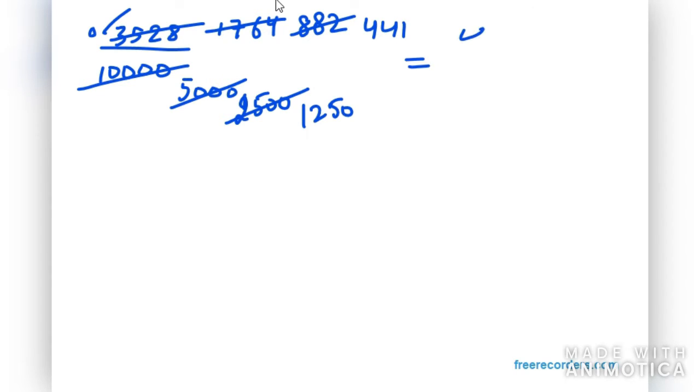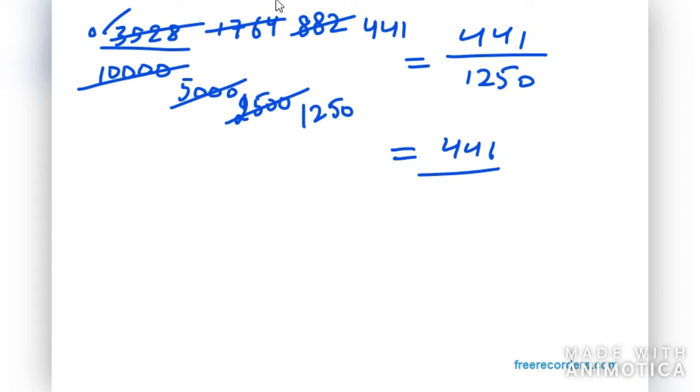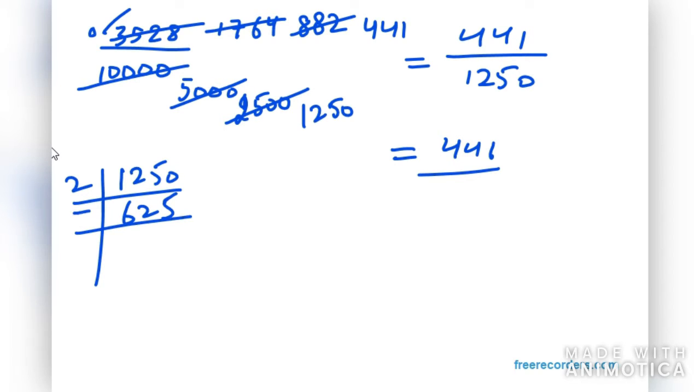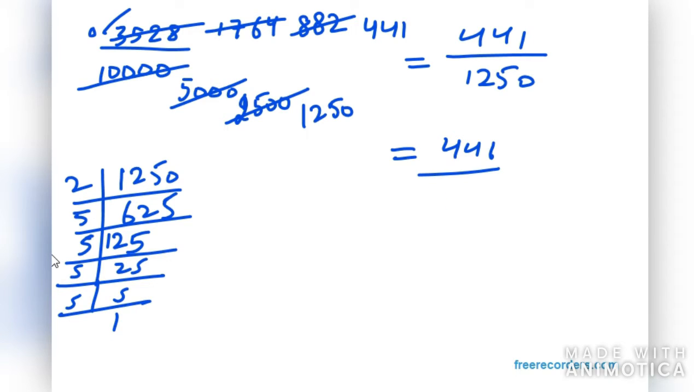We get 441 over 1250. Now we can reduce this further. So 441. Now we need 1250 in the form of 2 and 5. So let us factorize this value first. It will be divisible with the help of 2, so it will be 625 over 5. 125, then 5, 25, 5, again 5.